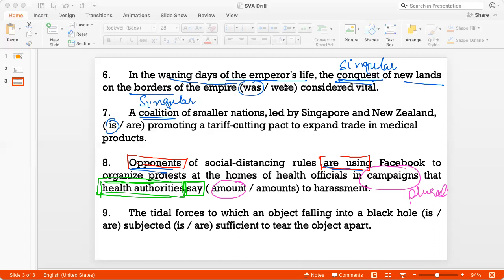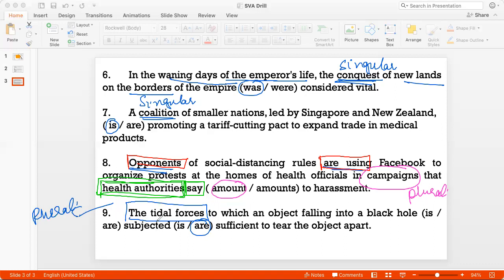So first of all, what is sufficient to tear the object apart? The tidal forces. The tidal forces, which is plural, are sufficient to tear the object apart. So I already know that this one between is and are is going to be are. The tidal forces are sufficient to tear the object apart. Okay, the tidal forces to which an object falling into a black hole is or are subjected.